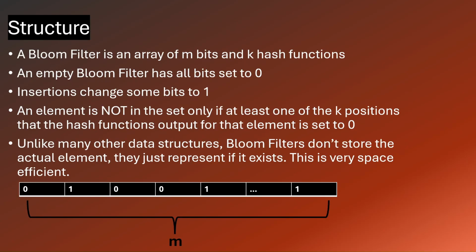The structure of a Bloom filter is quite simple. It's just an array of m bits, and the filter has k hash functions that it uses. An empty Bloom filter has all of the bits set to 0. Insertions change some of the bits to 1, and an element is not in the set only if at least one of the k positions that the hash functions output for that element is still set to 0. So unlike many other data structures, Bloom filters don't actually store the element that you insert, they just represent whether or not it exists using the values of its outputs from the hash functions. This makes it a very space-efficient data structure.